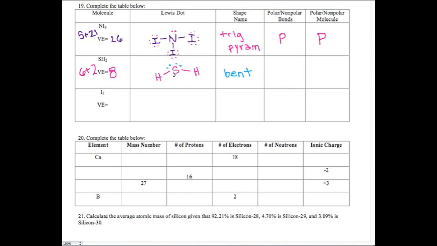Now, let's look at our bonds. That's when you just look down one single bond, so let's look here. Remember, if they're different, then it's polar. If they're the same, then it's nonpolar. Well, these are totally different, therefore, it's going to be polar.